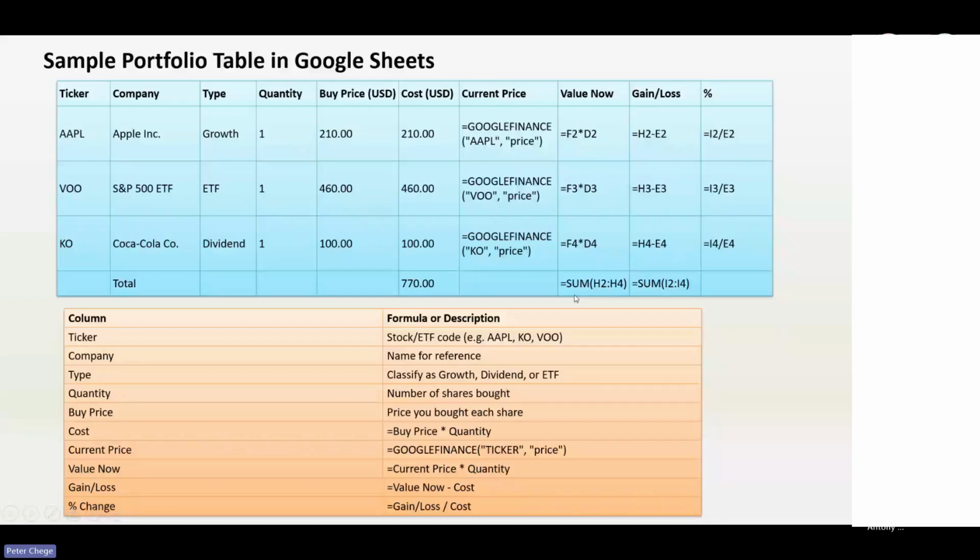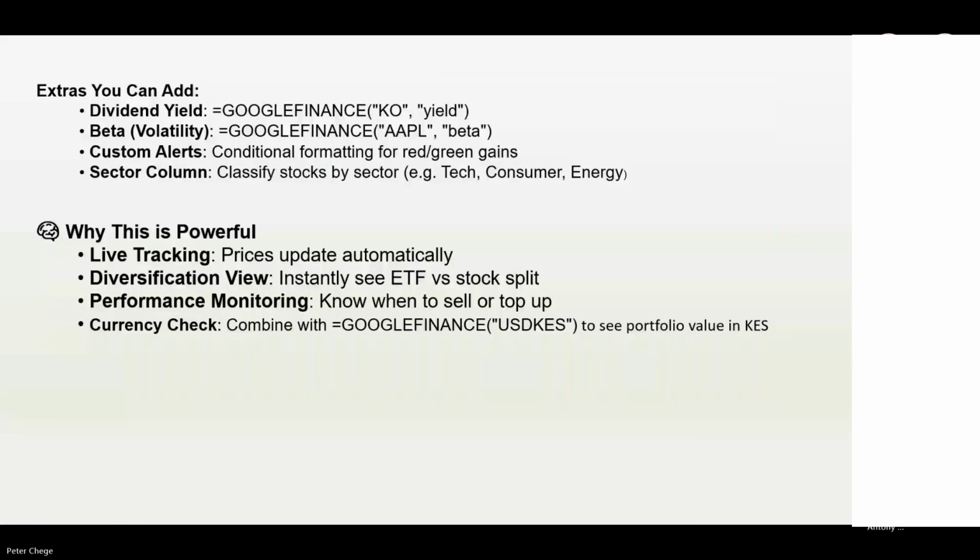After I share that spreadsheet, once I complete all the formulas, you'll actually realize in international markets, you can even make decisions to buy or sell using just Google Sheets. Let's go to the next one. You can add more columns like dividend yield, volatility, custom alerts. Here you can record green if it is a gain, red if it is a loss. Even add a sector so that you know where this counter belongs to.